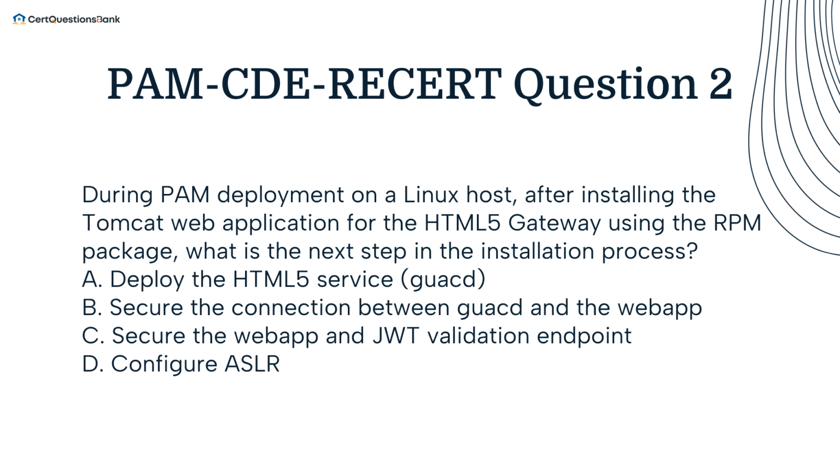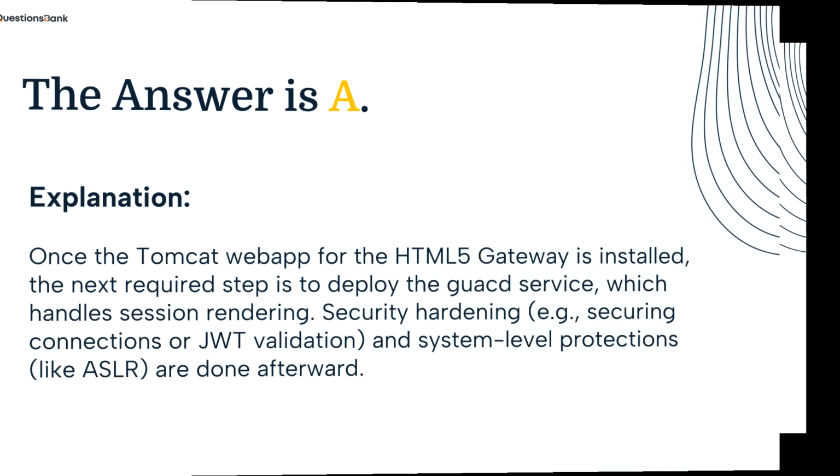During PAM deployment on a Linux host, after installing the Tomcat web application for the HTML5 gateway using the RPM package, what is the next step in the installation process? A. Deploy the HTML5 service, GUI CD. B. Secure the connection between GUI CD and the web app. C. Secure the web app and JWT validation endpoint. D. Configure ASLR. The answer is A.